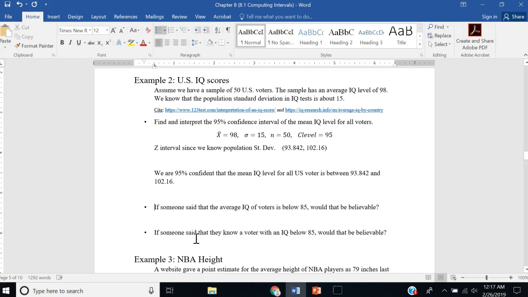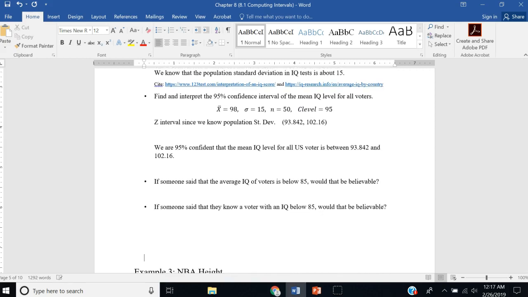So let's try to understand what this is telling us and what it's not telling us. If somebody claimed that the average IQ level of voters is below 85, would that be believable? We should say no, it's not believable because our data suggests that the average IQ level is between 93.842 and 102.16. So if somebody said that the average IQ level of voters is below 85, that would not be believable.